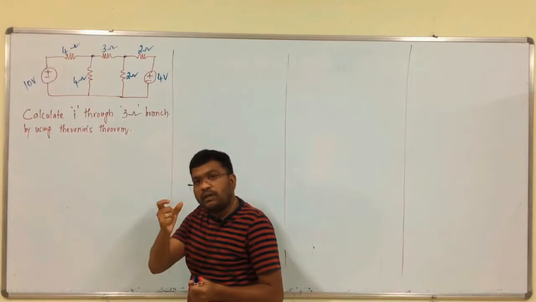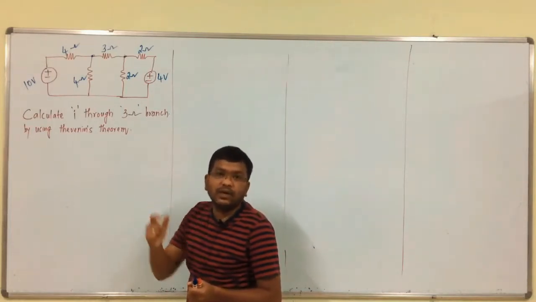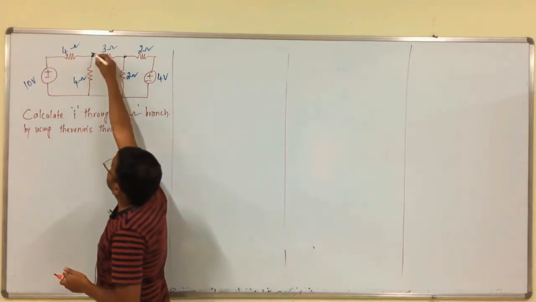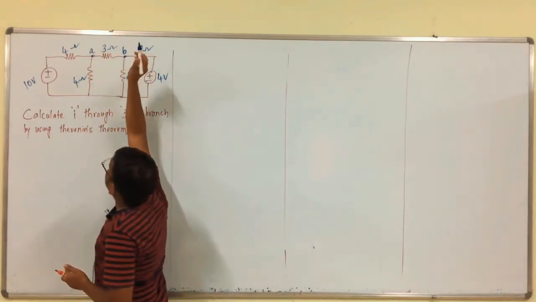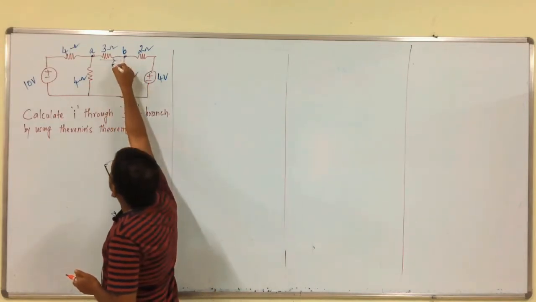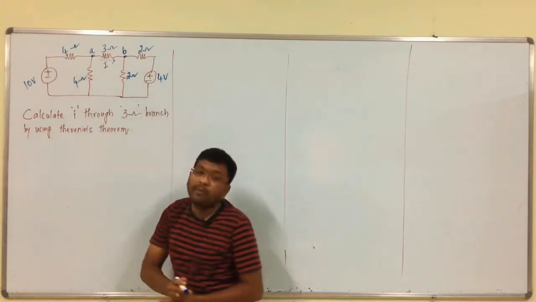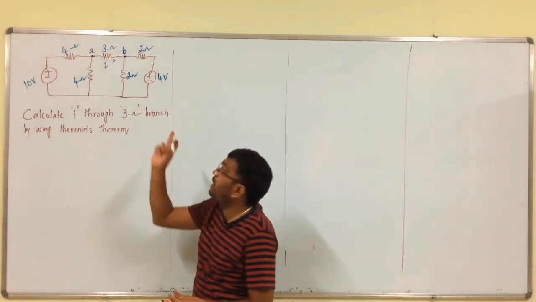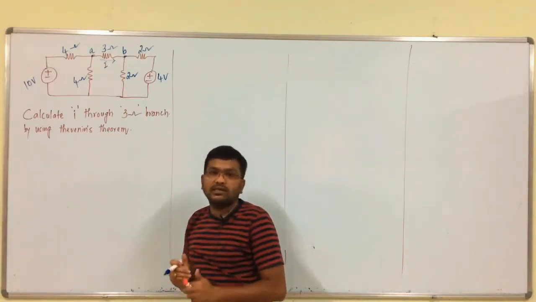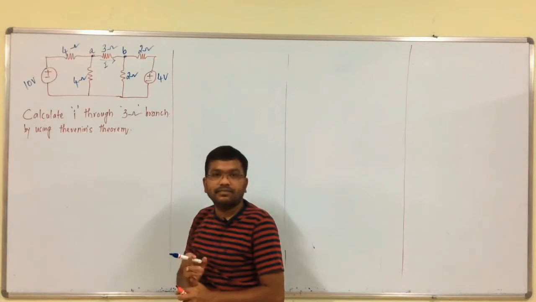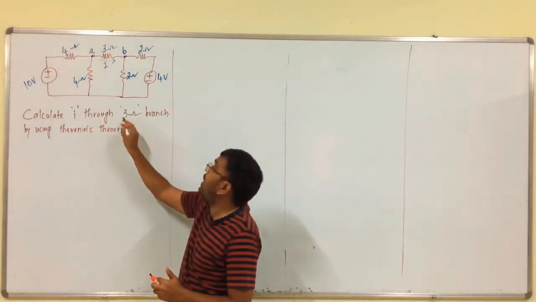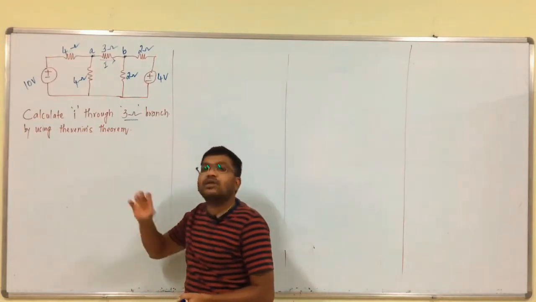In any two terminal bilateral DC circuit, for us this is the load resistance between these two terminals A and B. He wants the current through this 3 ohm branch. By using Thevenin's theorem, we have to calculate that current. Why is that the load resistance for us? Because he wants the current through that branch only.